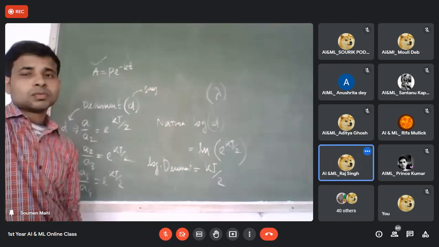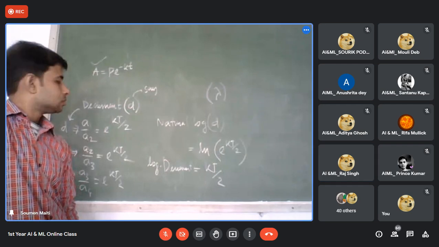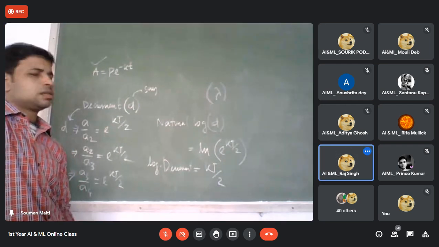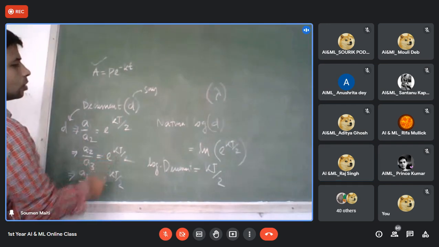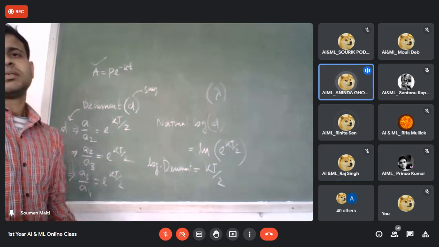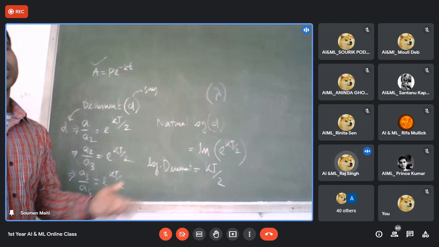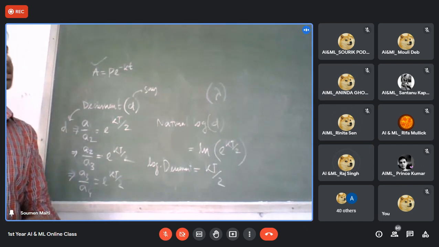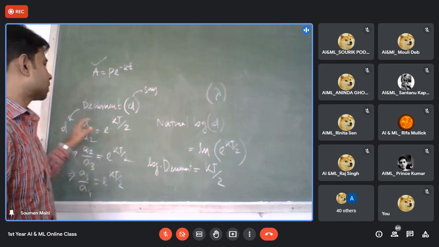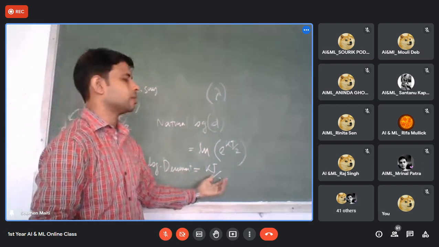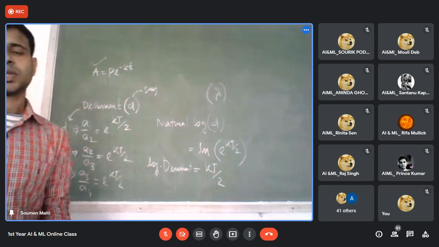If I take a1 by a3, what will happen? It will be e to the power kt. It will be completely kt, simple as that. Got my point? You can choose anything. So if someone takes a1 by a3, the logarithmic decrement will be kt. As simple as that.